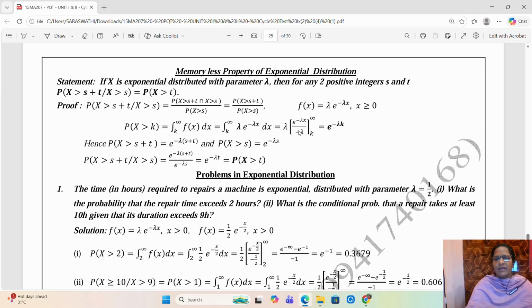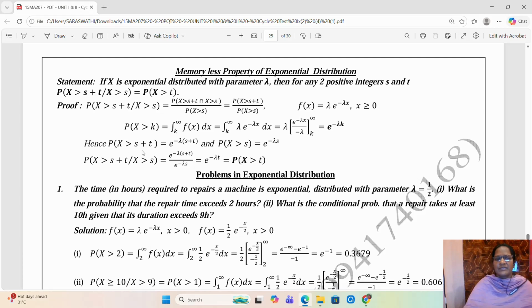Now lambda gets cancelled, here minus is there, so minus of, at x equal to infinity e power minus infinity, minus at x equal to k is e power minus lambda k. So minus into minus is plus, so e power minus lambda k. This is the value for X greater than k. In this way, find out the numerator and the denominator.